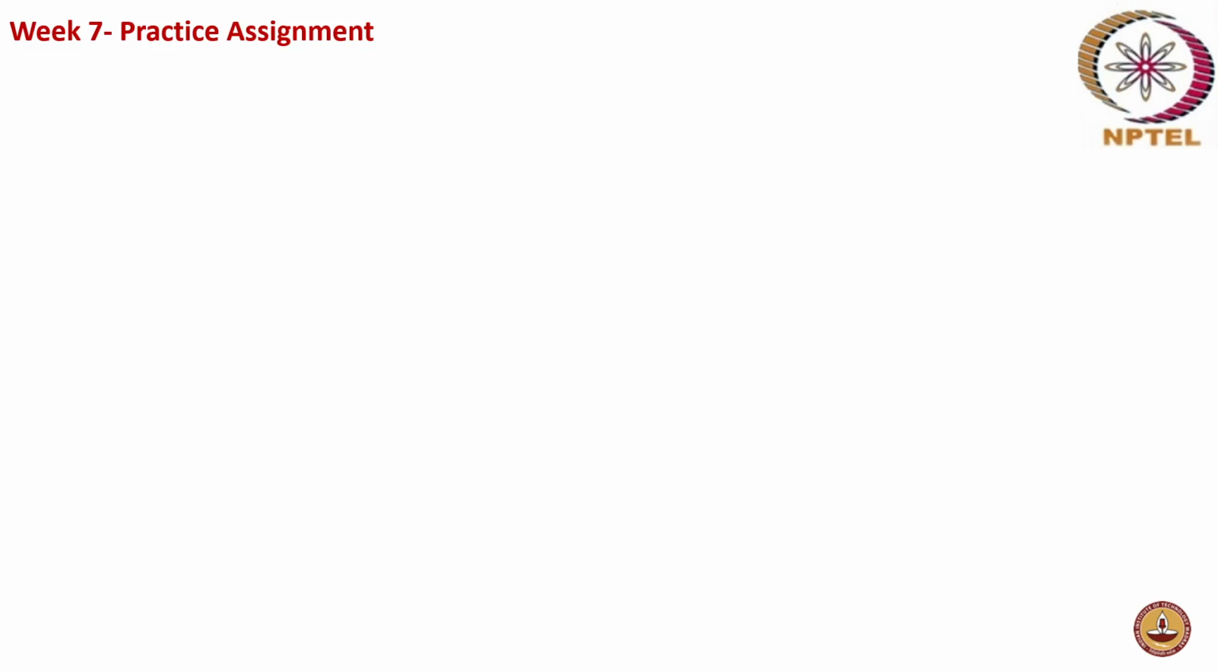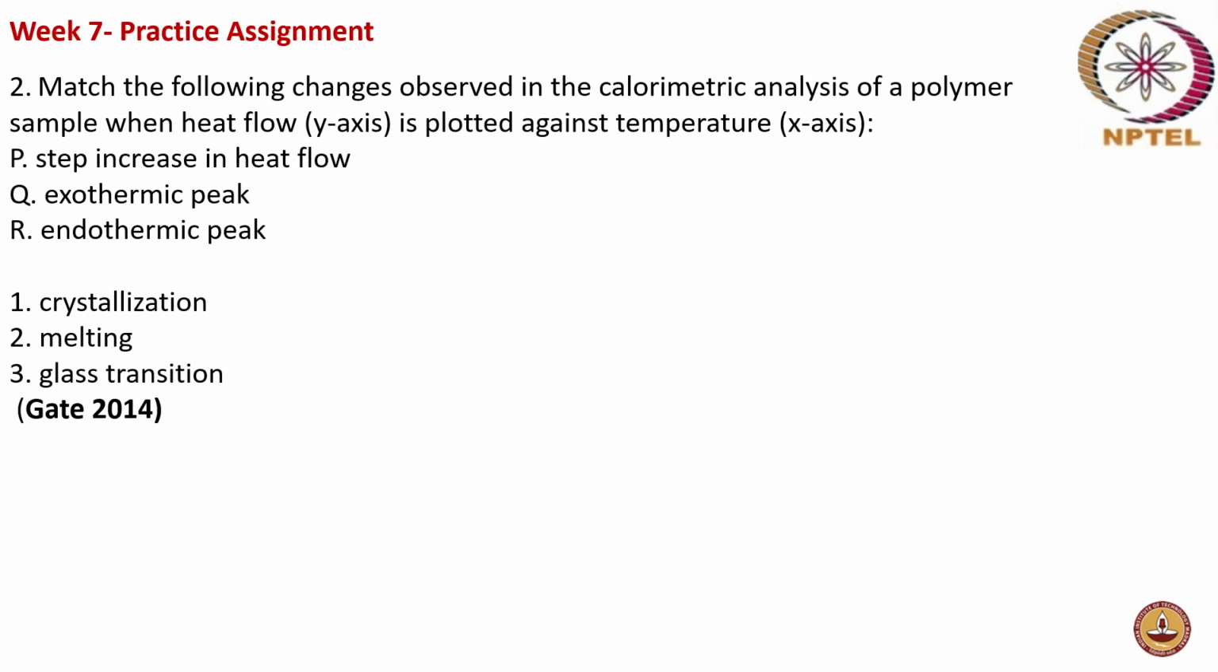Fine. Okay. Now let's go to the second question. Match the following changes observed in calorimetric analysis of a polymer sample when heat flow is plotted against temperature. So when heat flow is plotted against temperature, from which instrument will you get this data? Here a different name is given. It's DSC, ma'am. Yes. So this is asking about your DSC data.